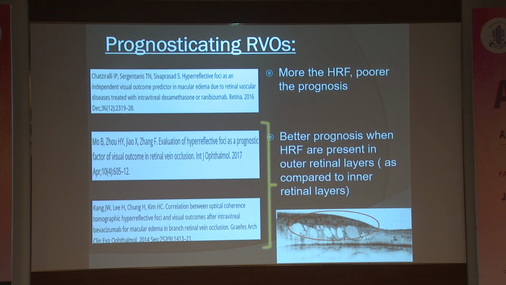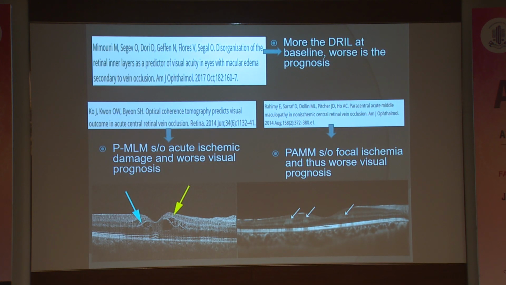So what are the prognostic values in retinal vein occlusions? The more the HRF, that is hyperreflective foci, as you see in this picture, the poorer the prognosis. But there is an interesting paper which says that the prognosis is better when the HRF is present in the outer layers, not in the inner layers. So HRF in the inner layers is more of a poor prognostic factor. Again, the more the DRIL at baseline, the worse the prognosis.